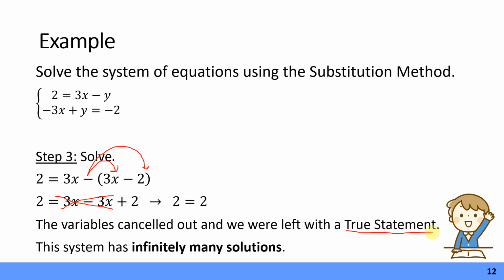So that's it, believe it or not. I know it looks weird, but that's it. You would just stop this problem and say, this problem has infinitely many solutions. Again, I am going to warn you why: because the variables disappeared, so there are no x's, no y's. We just ended up with a true statement. That's what gives it away. All right, so just remember, true statement, infinitely many solutions.